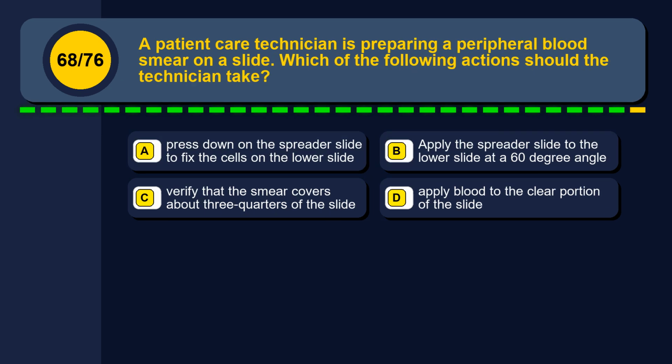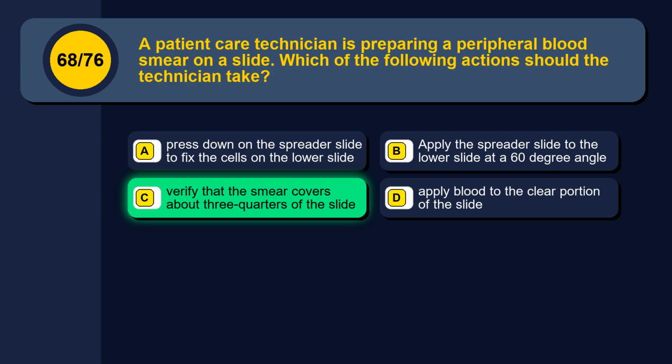Question 68. A patient care technician is preparing a peripheral blood smear on a slide. Which of the following actions should the technician take? Option A, press down on the spreader slide to fix the cells on the lower slide. Option B, apply the spreader slide to the lower slide at a 60-degree angle. Option C, verify that the smear covers about 3/4 of the slide. Option D, apply blood to the clear portion of the slide.